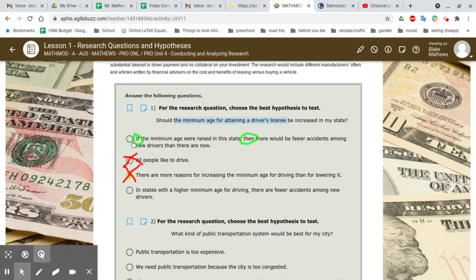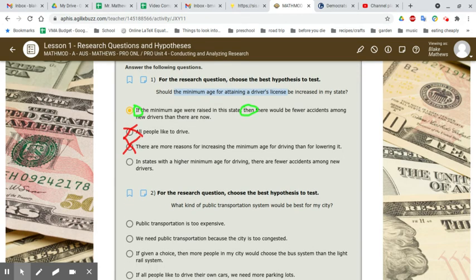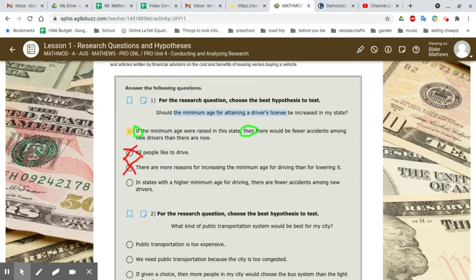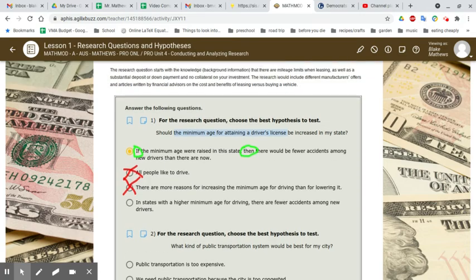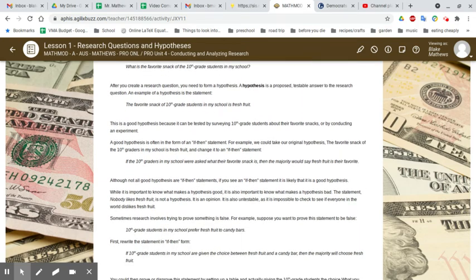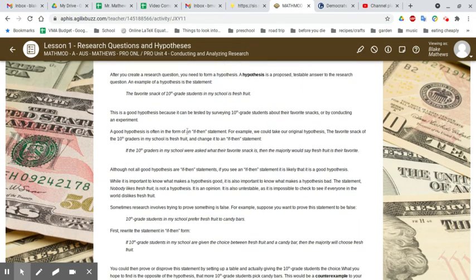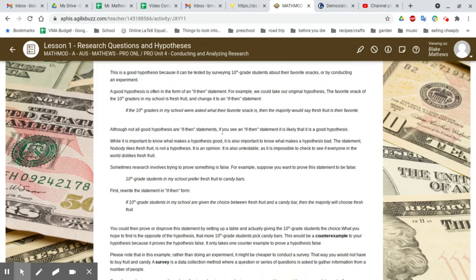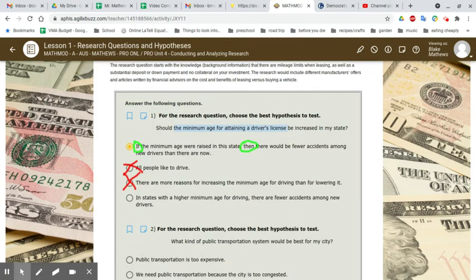So, because of that, answer choice A is going to be our answer. I'm not going to say every single time it's going to be if-then, but, and I'll show you where it says this up here, it says a good hypothesis is often in the form of an if-then statement. So you look for that, but that's not necessarily always going to be true. That's going to be the best one. But these are the kinds of things you need to look for.